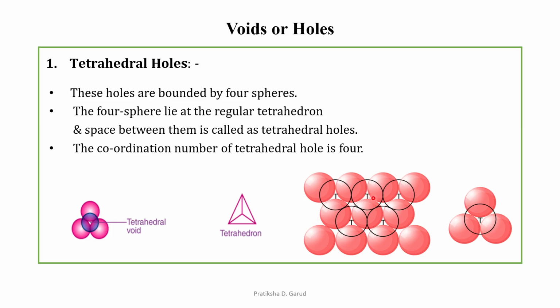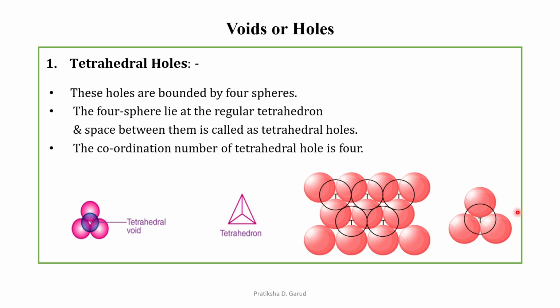Then on the gaps of the first layer we are putting the second layer. This black represents the second layer. Suppose the lower one has 3 spheres and the upper one has 1, making 4. So these are the 4 spheres, and the gap between these 4, or the hole, is the tetrahedral hole.